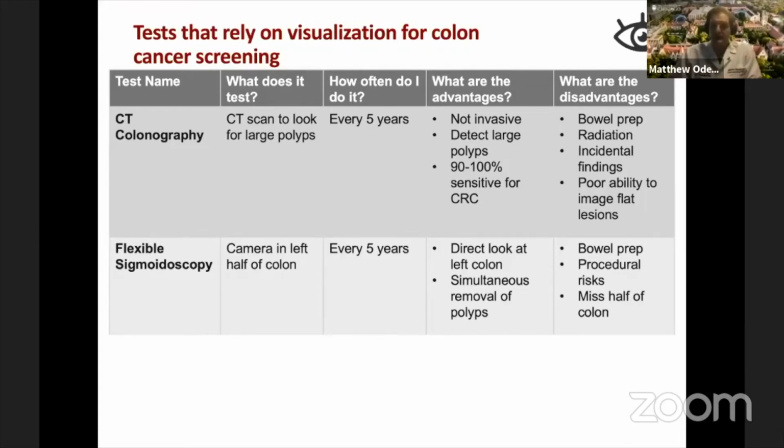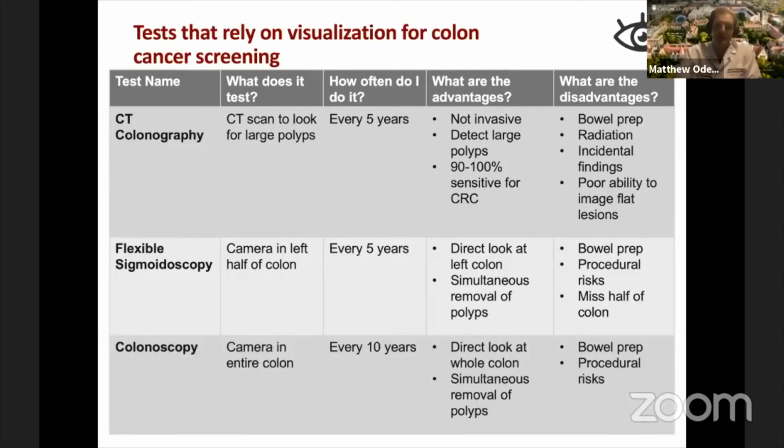So many have likened this, it's not the perfect analogy, to doing a mammogram just on one breast. Because of this, flexible sigmoidoscopy has really largely been replaced by a full colonoscopy. And this is a camera that goes into the entire colon. And if it's negative and you're an average risk patient, this should be done every 10 years. This takes a direct look at the colon and can remove polyps while you're in there. But it does require a bowel prep and has procedural risks as well.